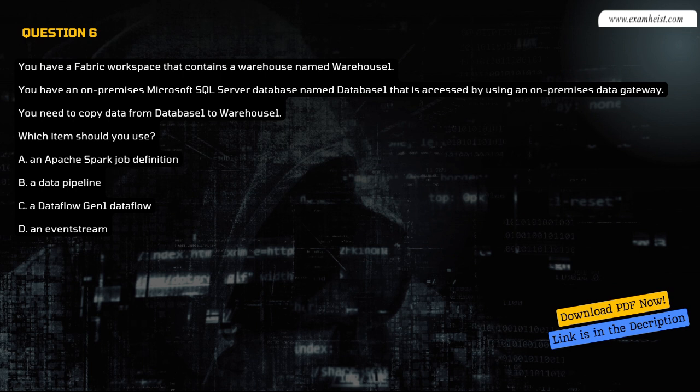You have a Fabric workspace that contains a warehouse named Warehouse 1. You have an on-premises Microsoft SQL Server database named Database 1 that is accessed by using an on-premises data gateway. You need to copy data from Database 1 to Warehouse 1. Which item should you use? A. An Apache Spark job definition. B. A data pipeline. C. A Dataflow Gen1 data flow. D. An event stream. Speaking ahead, the correct answer is B.